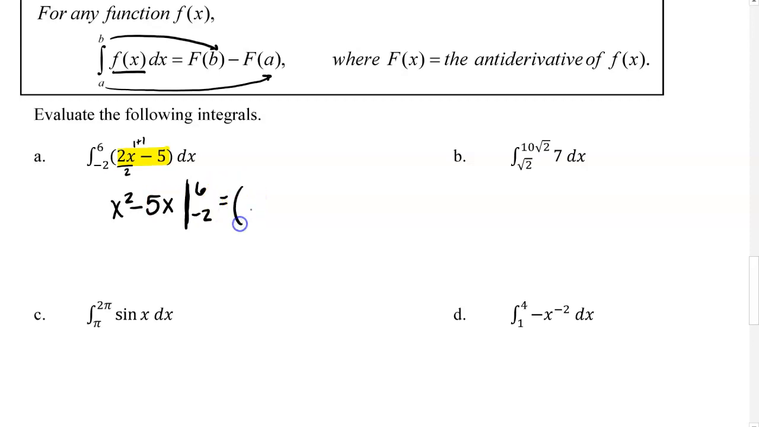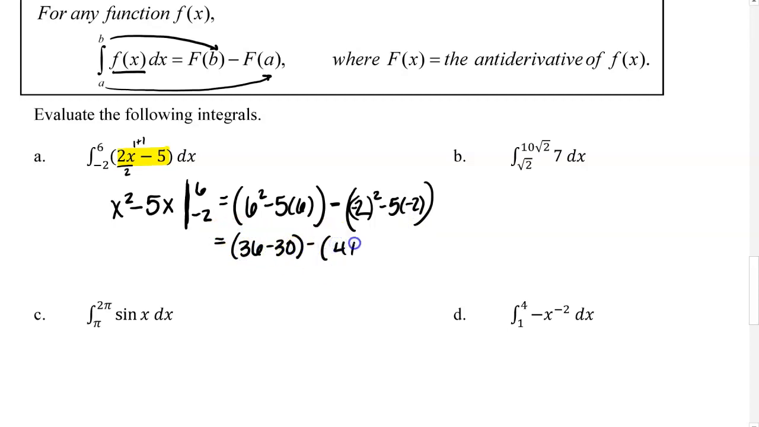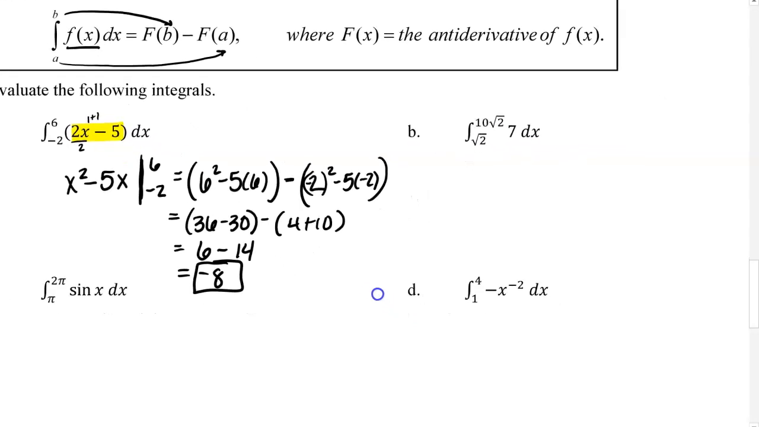So I end up getting 6 squared minus 5 times 6. Okay, that's our upper bound, minus negative 2 squared minus 5 times negative 2. So 36 minus 30, 4 plus 10. So 6 minus 14 is negative 8. Okay, that is the fundamental theorem. So we're taking the upper bound, subbing it into the antiderivative, minus the lower bound, subbing it into the antiderivative.